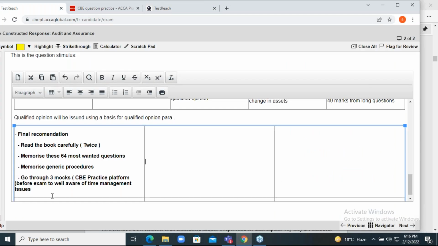If you do that and try to attempt mocks and manage yourself on a timely basis, then if there is a question of 10 marks, multiply it by 1.8 and you get the answer 18. So you have got 18 minutes for a 10 marks question. You will not give a single extra second to that question. When 18 minutes are complete, just stop writing and go to the next question.